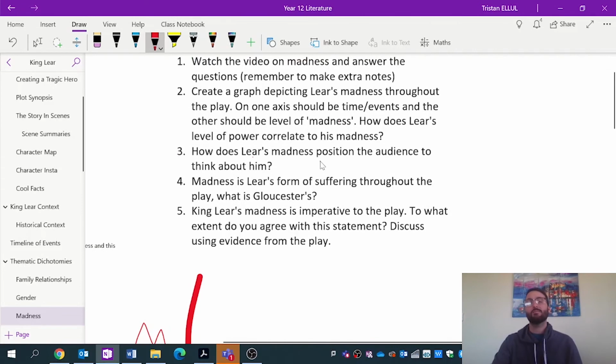Next activity, how does Lear's madness position the audience to think about him? So respond to that question. How does Lear's madness position the audience to think about him as a character?